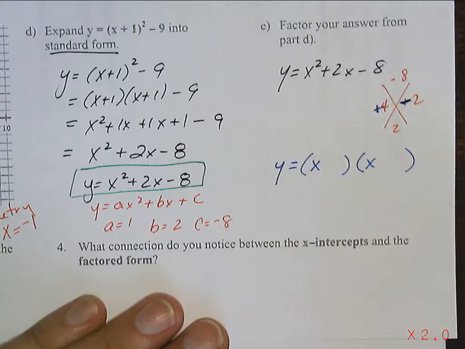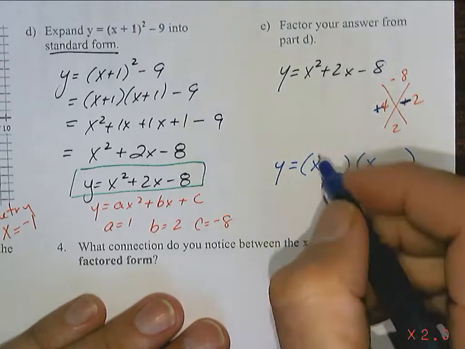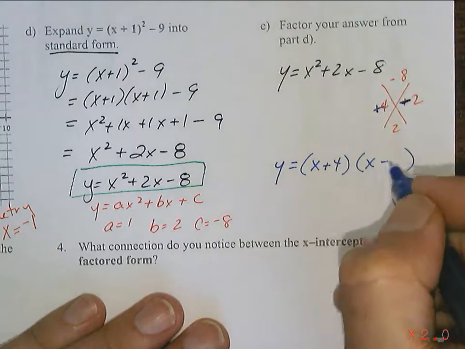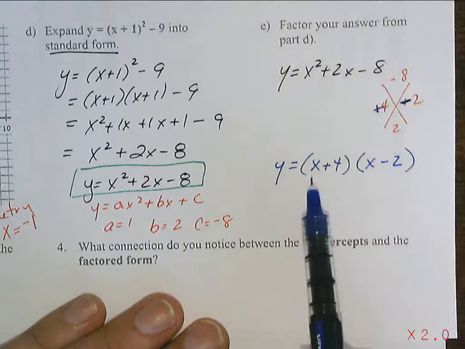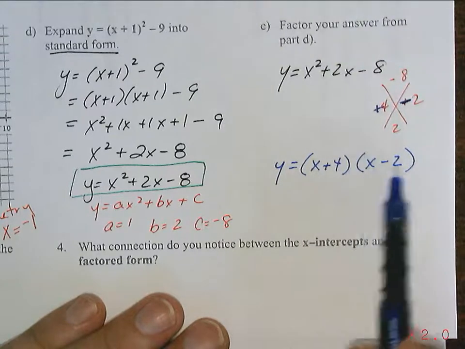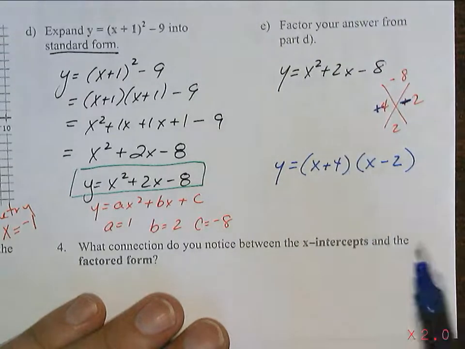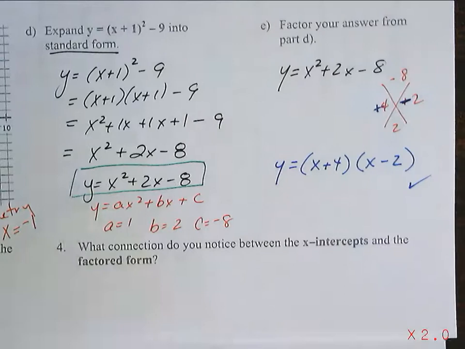So that's going to happen to you. So +4 minus 2. Let's make sure it works. x times x is x squared. -2, 4x is 2x, -8. Life is grand. Okay, so that was a lot of fun. Did we learn anything? Probably not.